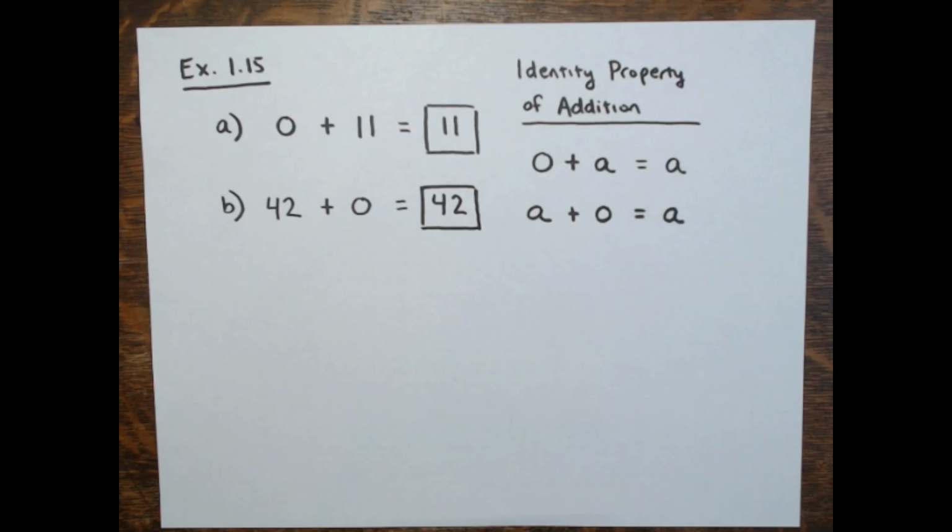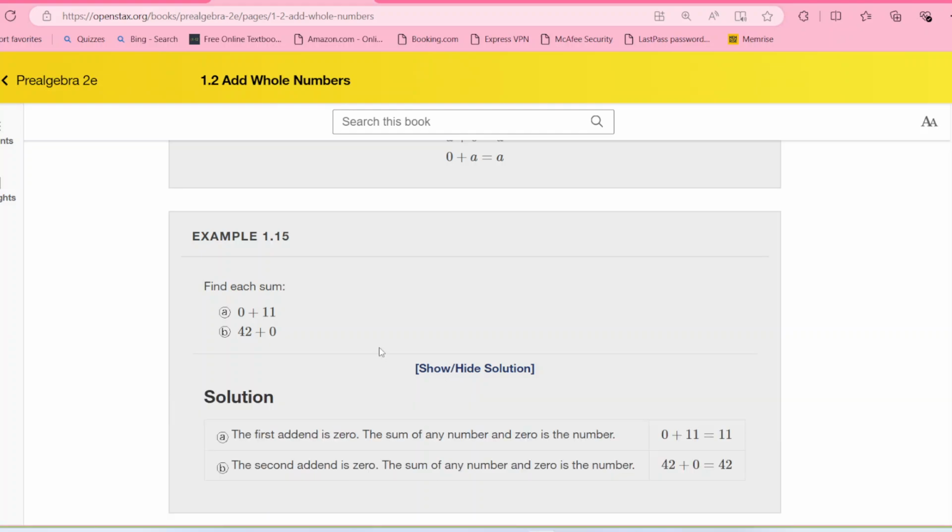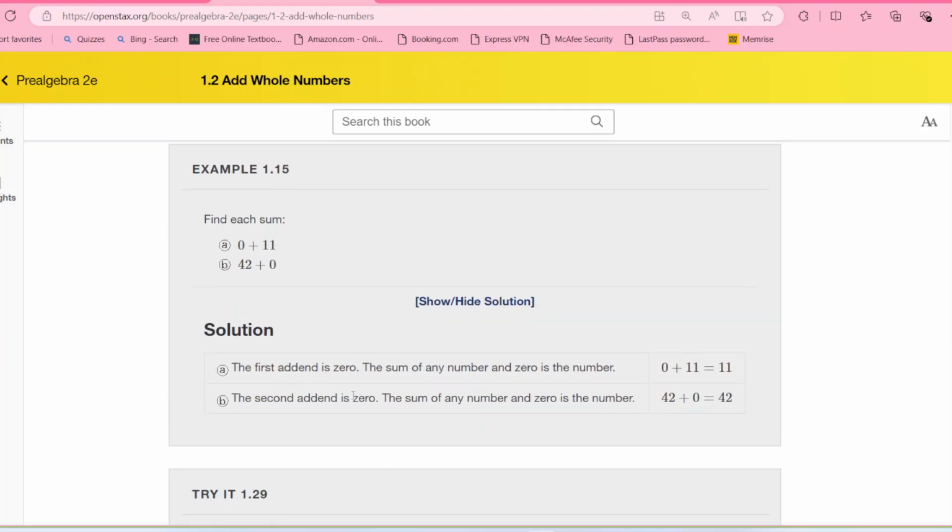Okay. Easy enough, I hope. And with the examples, remember you can check your solution in the text to show solution. So again, one of the addends is 0. The sum of any number and 0 is that number itself. So 0 plus 11 is 11. 42 plus 0 is 42.